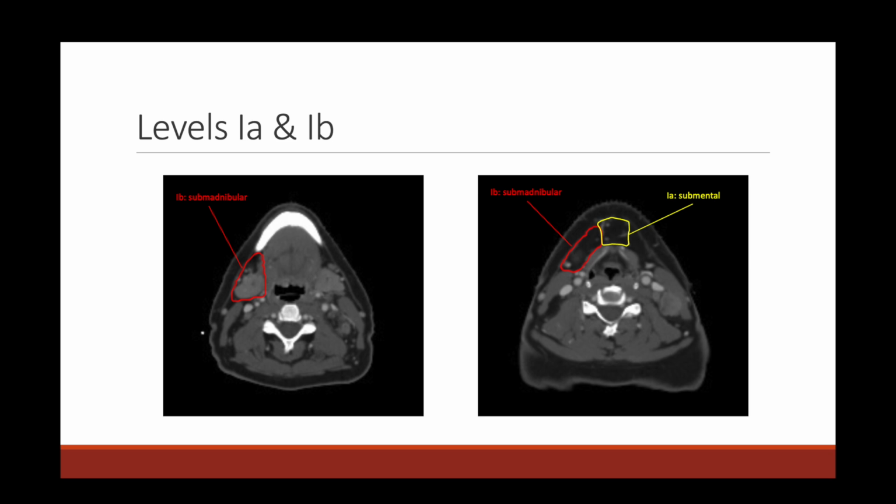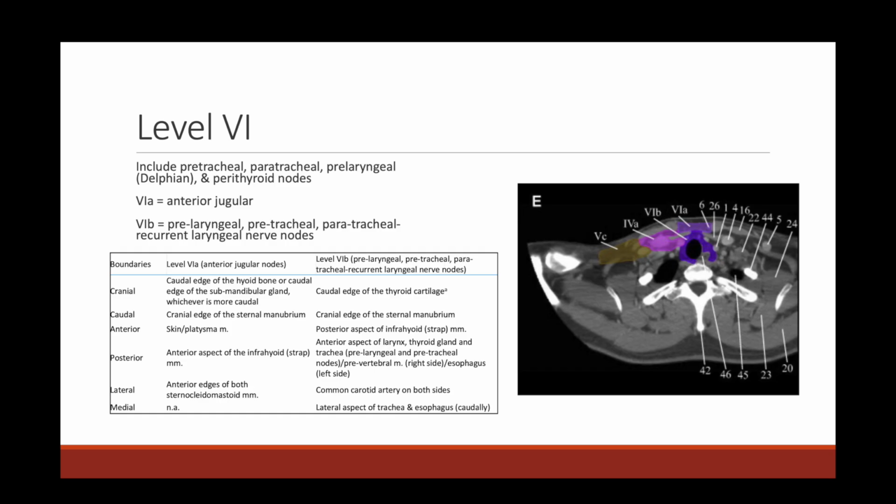Here are images from eContour once again showing examples of level 1B and level 1A. 1B are the submandibular nodes, and you can see in the more superior picture they include the submandibular gland, and then inferiorly it's just an extension of that fatty space. More medially in the central compartment we have level 1A, the submental nodes. They're so centrally located you wouldn't be able to draw a right versus a left level 1A, you're just drawing a single central level 1A. And level 6 falls into that central neck compartment as well.